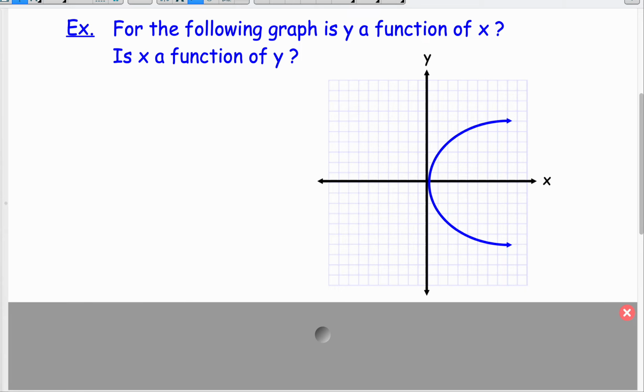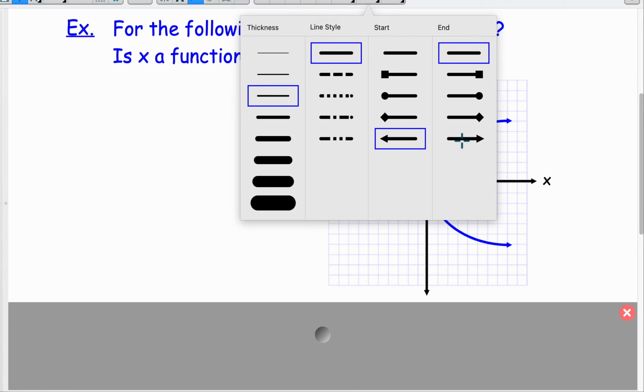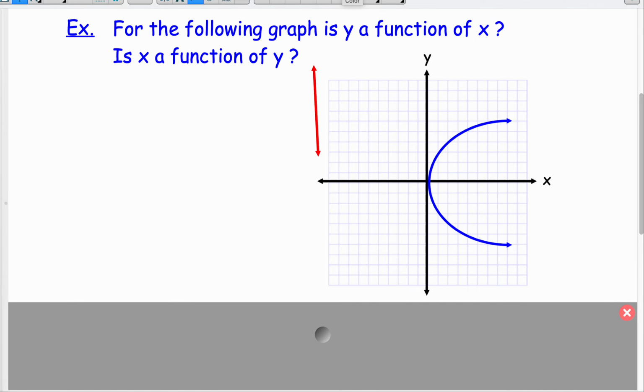So what I could do is I could draw myself a vertical line. Let's set that up. There we go. And notice, if I drew my line right here, it's going to hit the graph in 2 points. And actually, there's a lot of places where I could draw a vertical line, and it's going to hit the graph in more than 1 point. So this definitely is not a function. Y is not a function of x.